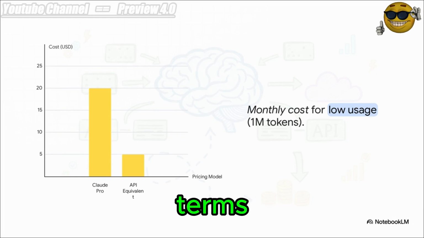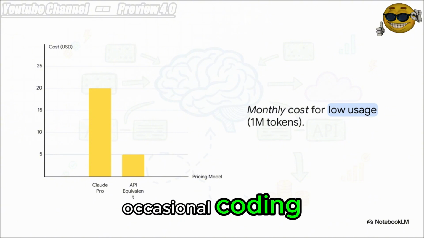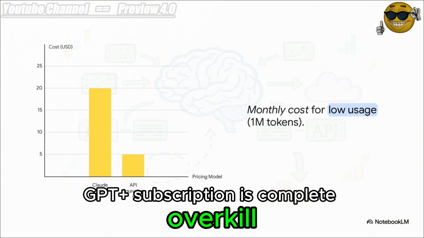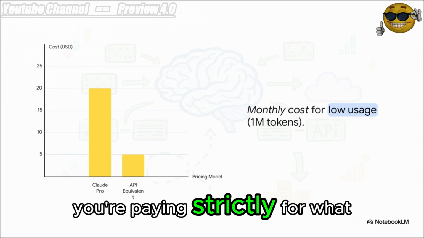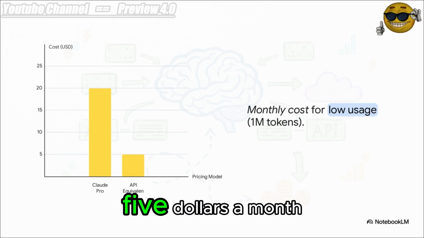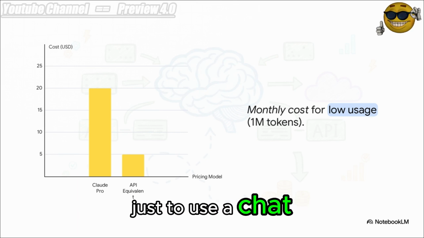Let's put this in real terms. For the average user who's just doing light daily tasks, maybe some casual research or occasional coding, a $20 Claude Pro or ChatGPT Plus subscription is complete overkill. Seriously, if you used those exact same models through their raw APIs, meaning you're paying strictly for what you actually consume, your equivalent cost would often sit comfortably under $5 a month. You are essentially paying a $15 premium just to use a chat box.